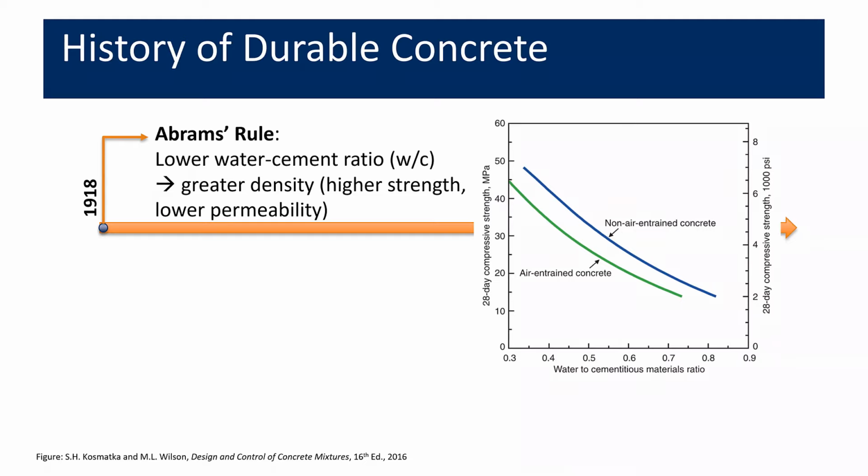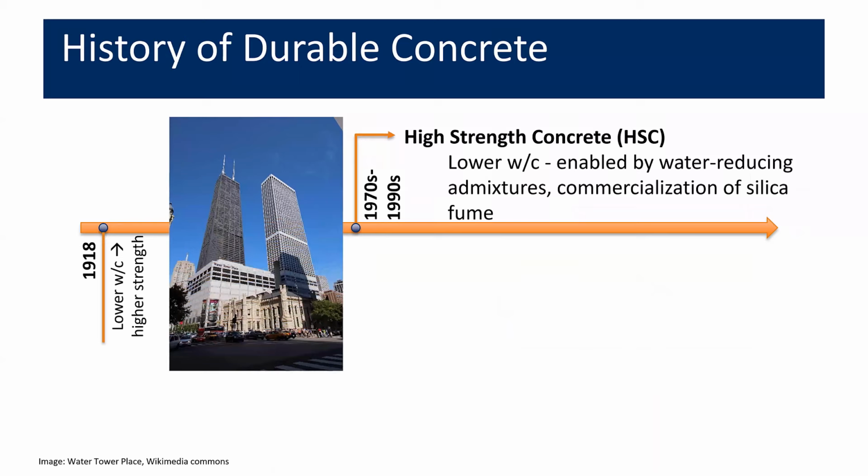So to start at the beginning, early last century, it was recognized that a low water cement ratio produces a dense concrete. And that greater density gives us higher strength and lower permeability, good things for concrete. But there's a consequence there, and the limitation is workability. If you don't have enough water, the concrete just doesn't flow. In the 1970s or so, through the introduction of water-reducing admixtures or superplasticizers, we were able to lower that water cement ratio and still get that flow.